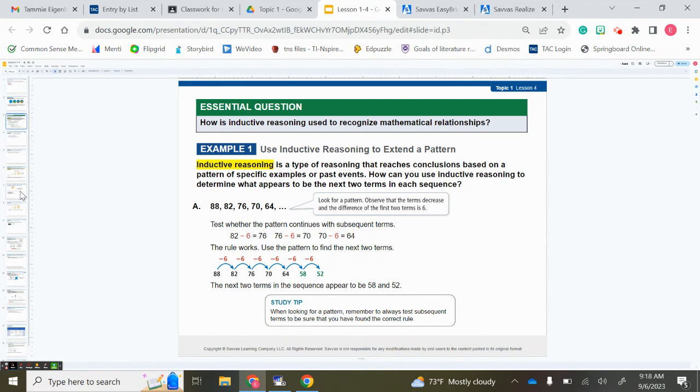Does that make sense? So if we take a look at this, the definition of inductive reasoning is a type of reasoning that reaches conclusions based on a pattern of specific examples or past events. How can you use inductive reasoning to determine what appears to be the next two terms in each sequence? So if we look at this first one, we have 88, 82, 76, 70, 64. There's a consistent pattern, almost like a common difference. You guys remember that from algebra? Common difference, right? Of subtracting 6 each time. So the next two terms would be 64 minus 6, which gives us 58, and then 58 minus 6 giving us 52.